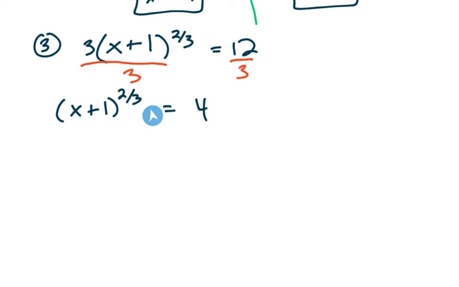Now, I need to get rid of this x plus 1 to the 2/3 here. So to do that, I'm going to raise it to the opposite power. I'm going to raise it to the 3/2, because 2/3 times 3/2 is 1. So I'll raise each side to the 3/2 power.